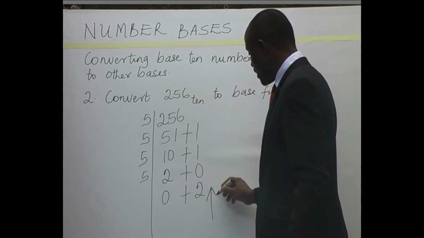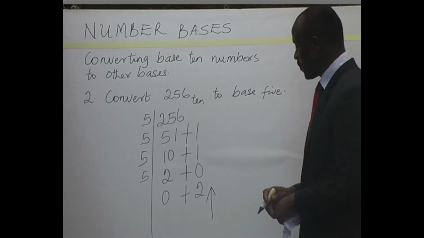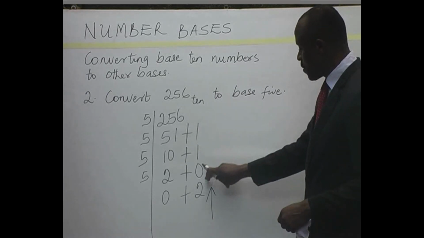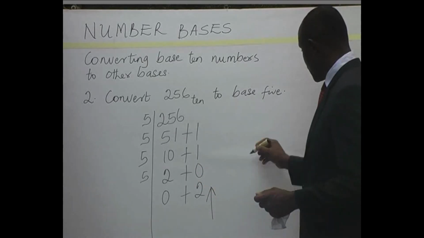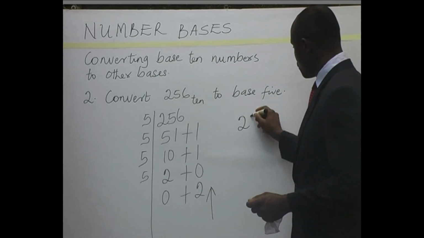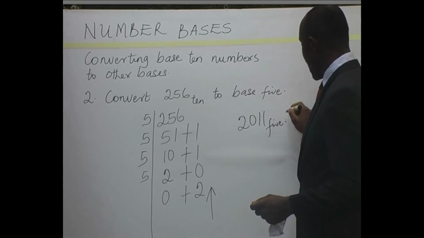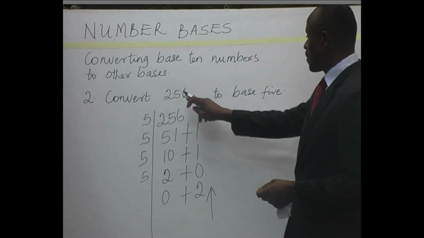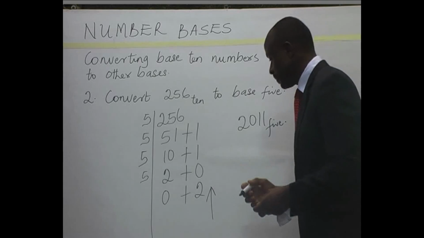Remember to take down your numbers in this form: 2011, not 1102. Students used to make this mistake in most cases. So we have 20115 as the number in base 5 converted from 256 base 10.